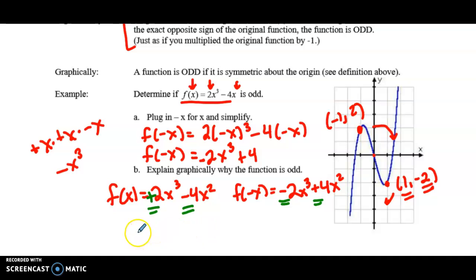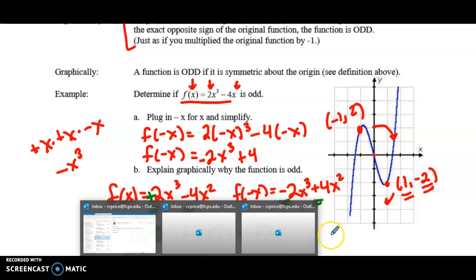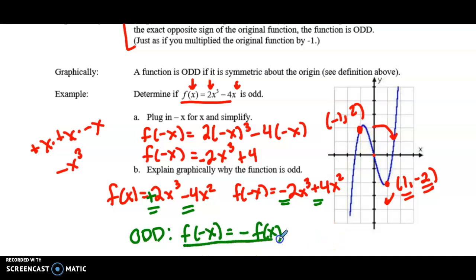You must have this concluding sentence, all right? So the answer is odd. You must state f of negative x equals negative f of x. You will not get credit if you don't have this concluding sentence at the bottom right here. So f of negative x equals negative f of x. It's basically just saying when I plugged in negative x, I got the opposite, every single solitary sign changed.